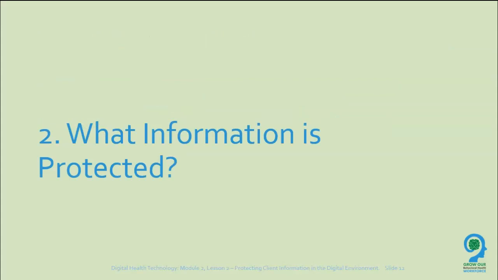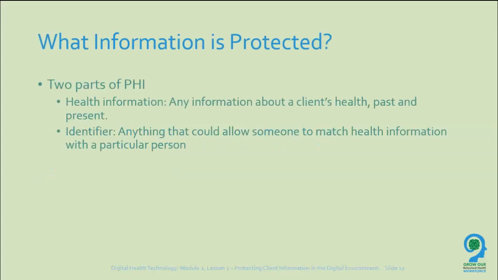Section 2. What information is protected? So while it's easy to say, oh, we're going to protect that personal health information, or the PHI, what are we really, really required to protect? This can be a really sticky point for healthcare professionals. So those two parts, as we addressed before: health information, any information about a client's health, past and present or future projection. And secondly, identifier, anything that could allow someone to match health information with a particular person.